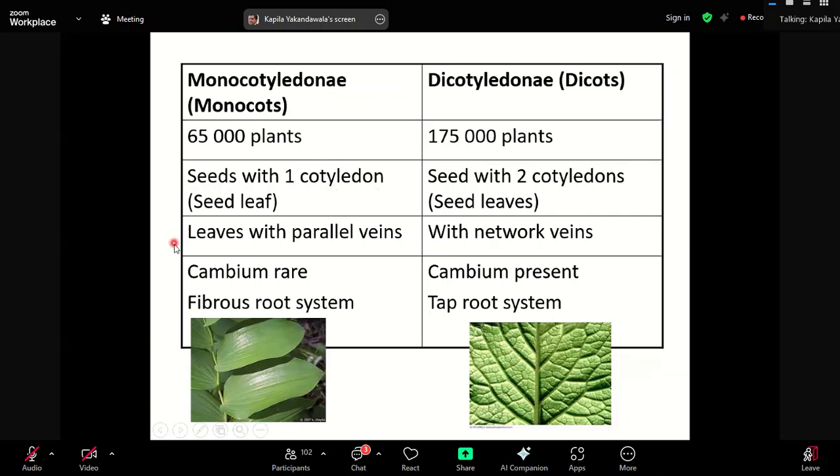Leaves have parallel veins. Here you can see veins. They are parallel to each other. But in dicots, the venation we call reticulate, or a network of veins. And they have two seed cotyledons. Then there's no tissue called cambium here, but here cambium is present. Root system is fibrous here. Here the root system is taproot, right? Those are the basic differences between monocot and dicot plants, right?